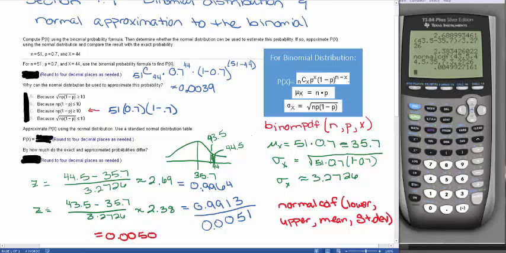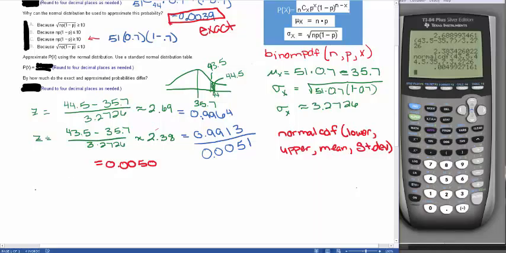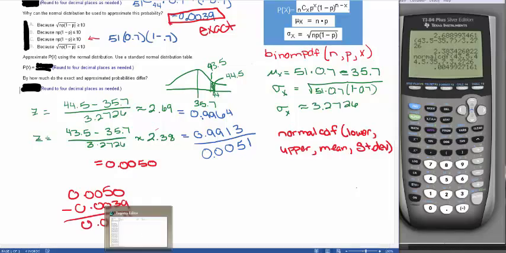So by how much do the exact and approximated probabilities differ? Well, the exact probability is the one we went through and used our binomial probability formula for. So the exact one is right here, that 0.0039. And then our estimated one, I'm going to use this 0.0050. For the difference, I'm just going to subtract so that I end up with a positive number. So we're going to have 0.0011 for the difference between our exact and approximated probabilities.